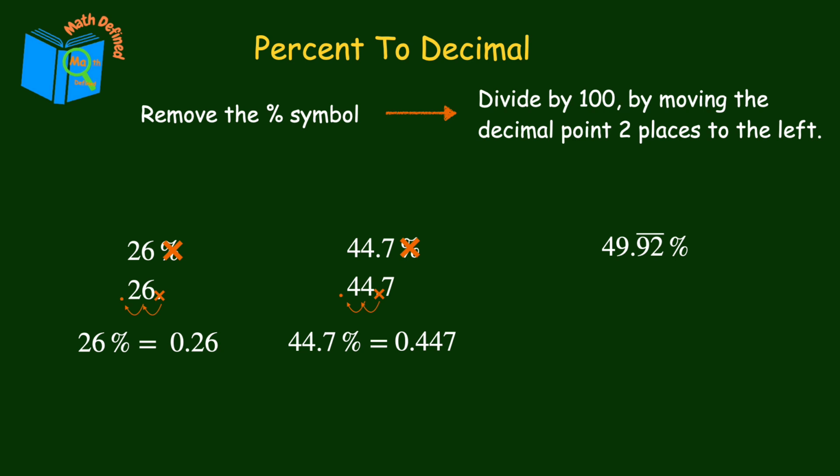The last percent has a repeating decimal in it, but again, no worries, we just continue following the same 2 steps. Remove the percent symbol, but keeping the repeating decimal. Then we move the decimal point 2 places to the left. So 49.92 repeating percent written as a decimal is 0.4992 with the 92 repeating.